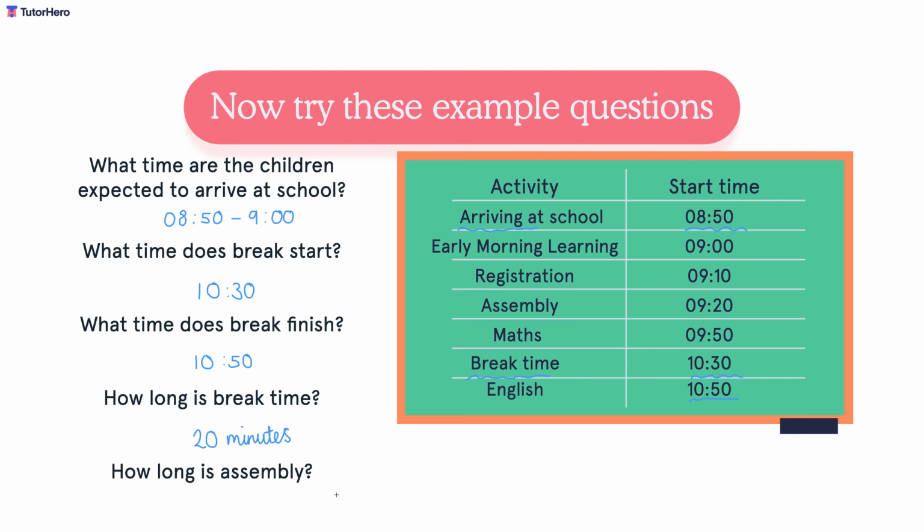How long is assembly? Again, taking a look at the timetable, assembly starts at 9:20 and finishes at 9:50. So we need to find the difference between 9:20 and 9:50. The difference is 30 minutes. So assembly is 30 minutes long, or you could say it's half an hour long.